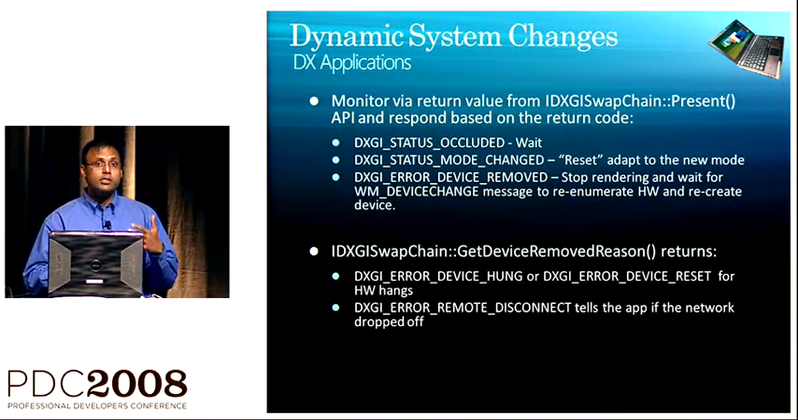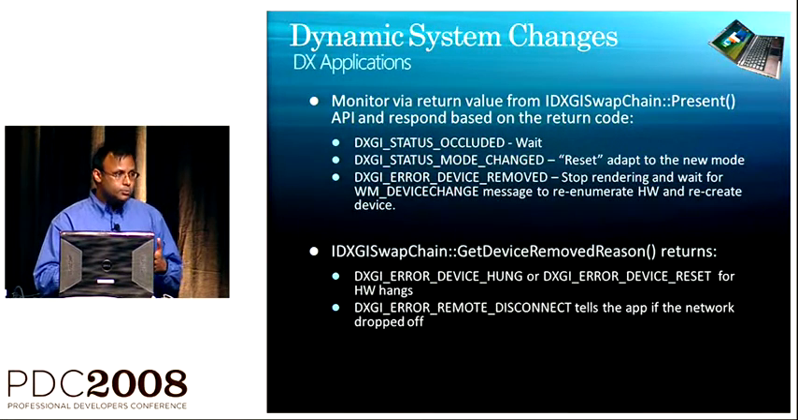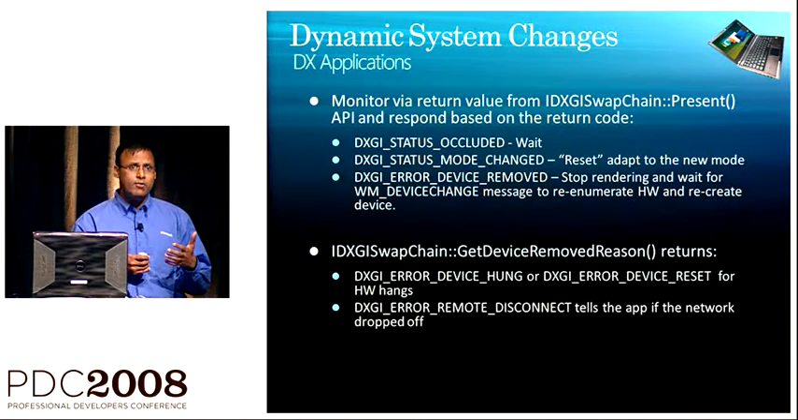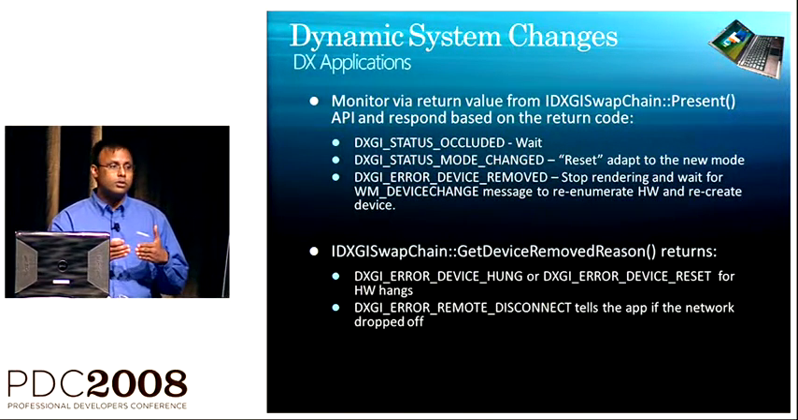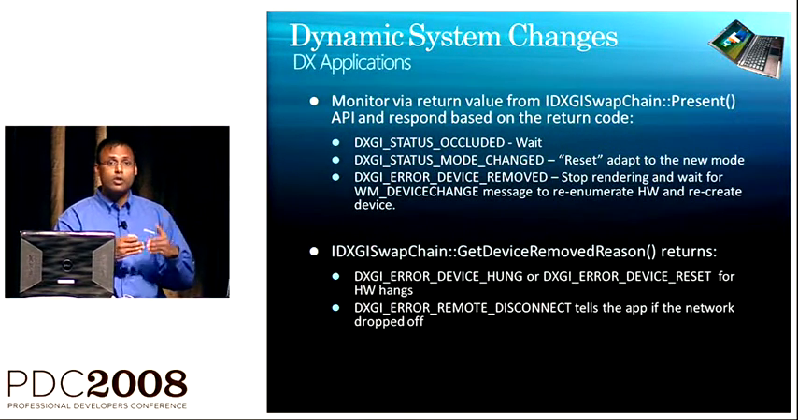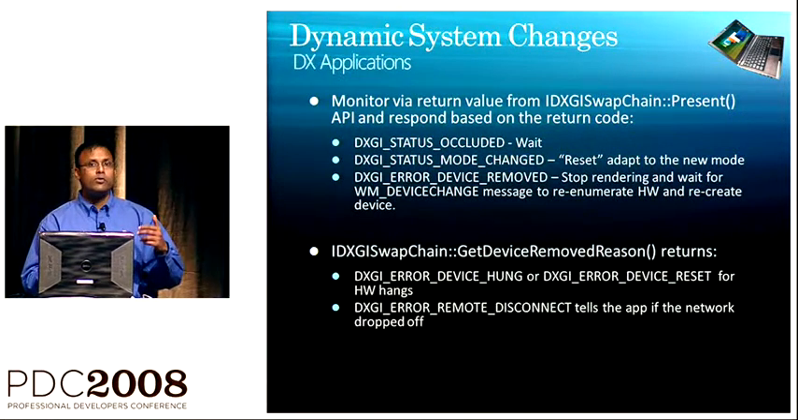Now, it turns out that there are a couple of other scenarios, thanks to remoting and the hardware behavior, for which you need to handle your application slightly differently. You can get even more detailed information about why your device got removed if you call get device removed reason. And these are the two interesting scenarios there.